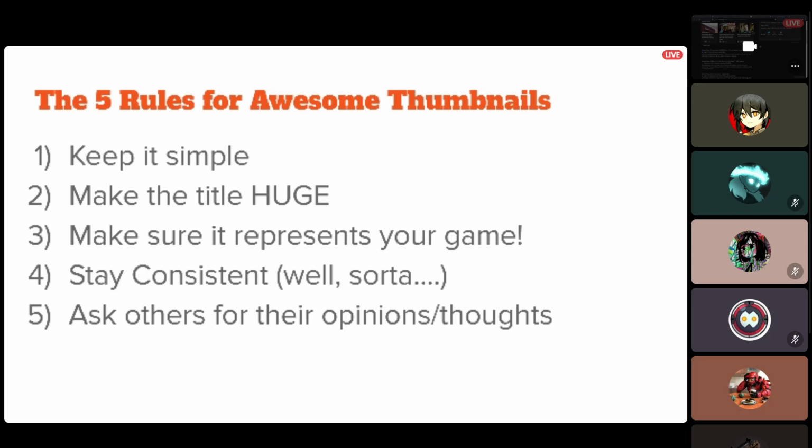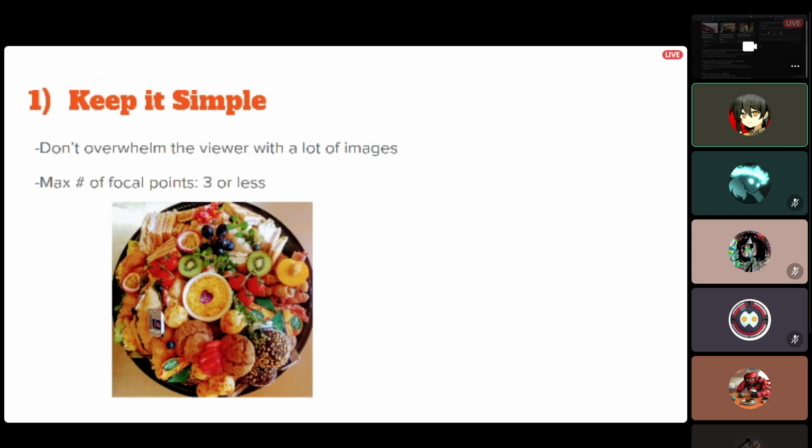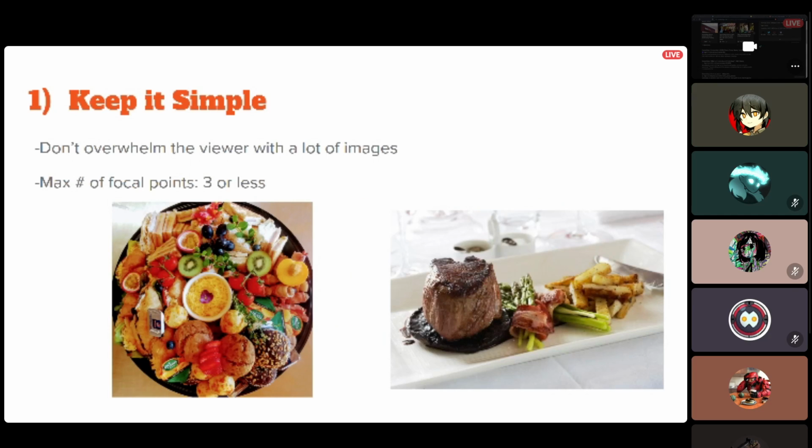Okay, so here are the 5 tips I have for designing good thumbnails, and I'll go over each tip one by one. The first tip is to keep things simple. You don't want to overwhelm your viewer with a lot of information. If you do, it's like giving him a whole bunch of food. And if you ask him what food he liked the most, he'll be like, "What?" So don't do that. Make sure to keep things nice and simple and clean.